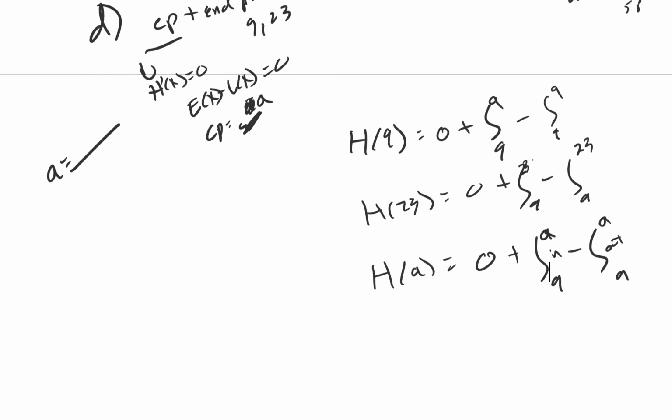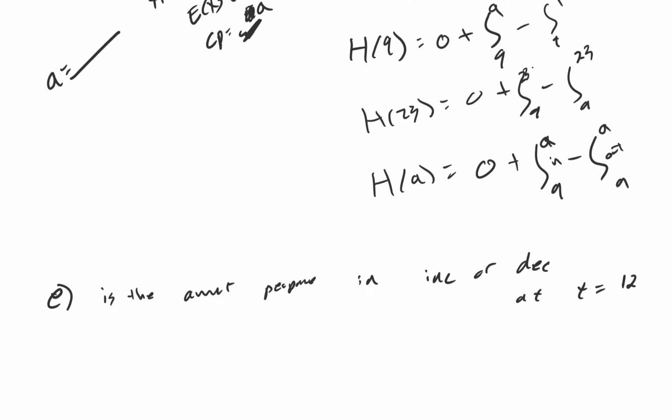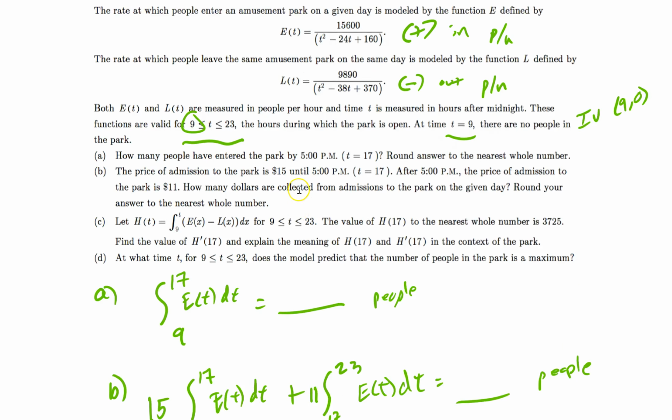And let me add one more question I don't see on here, which they ask a lot. So there'll be a question E that says, is the amount of people in the park increasing or decreasing at, let's say, t equals 12. So increasing, decreasing. So you're thinking, oh, it's a derivative. But remember, increasing by itself is just a rate. That's all it is. And the values they gave us are rates.